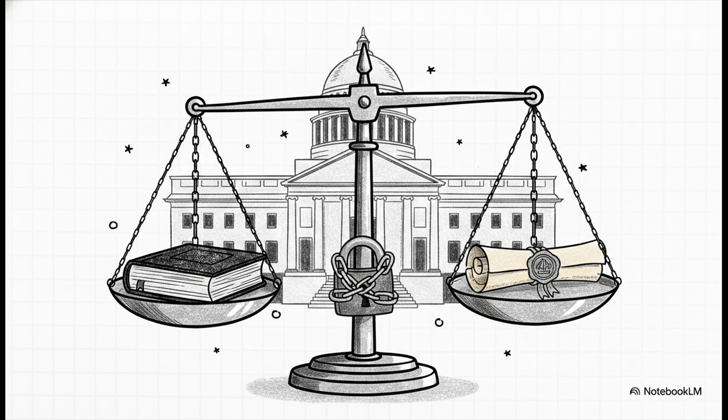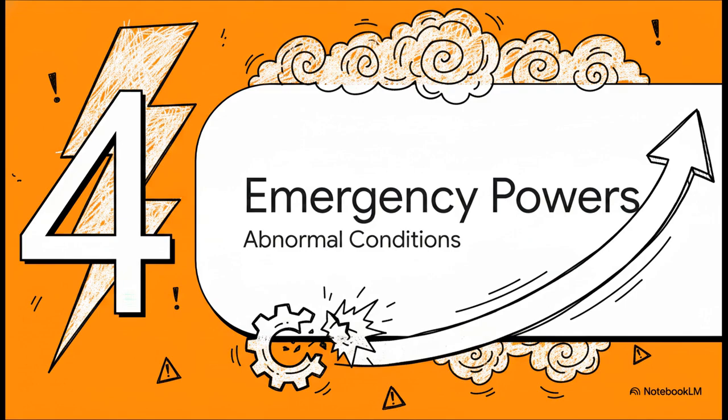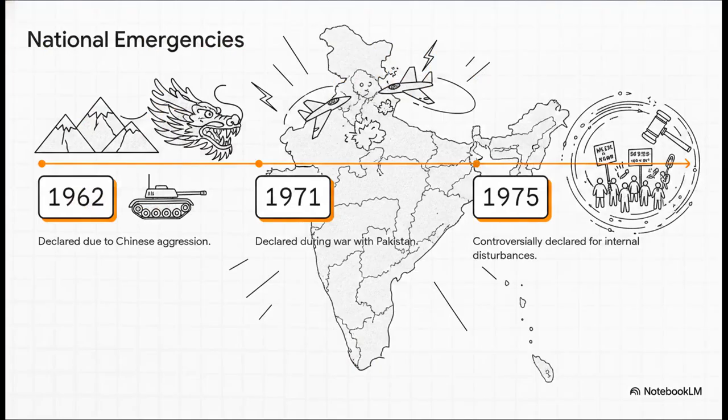We are shifting gears pretty drastically here. Section 4: the emergency powers. Right. So this is where the president's authority goes from just structural to incredibly sweeping. Let's look at how this builds up historically, starting with national emergencies under Article 352.